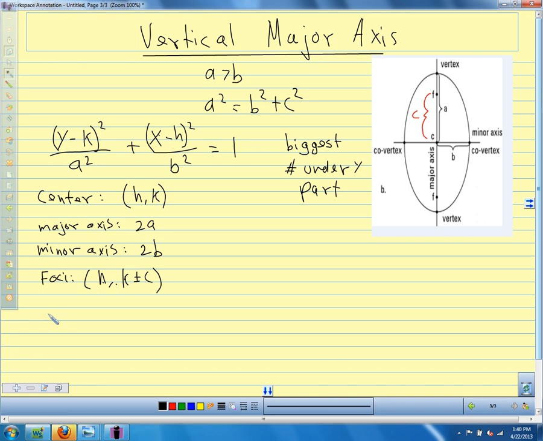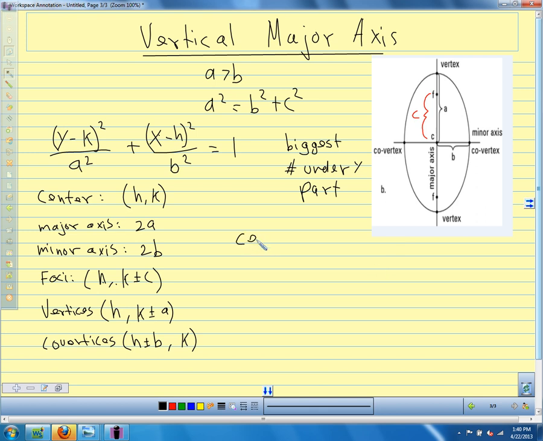Our vertices, we're not moving left or right, just moving up and down. (h, k plus or minus a). A tells us how far to move from the center to the vertices. Our co-vertices, now we're moving left and right from our center because our minor axis is horizontal. So we're going to be at h plus or minus b. So we're moving right and left from our center by b units to get to our co-vertices.